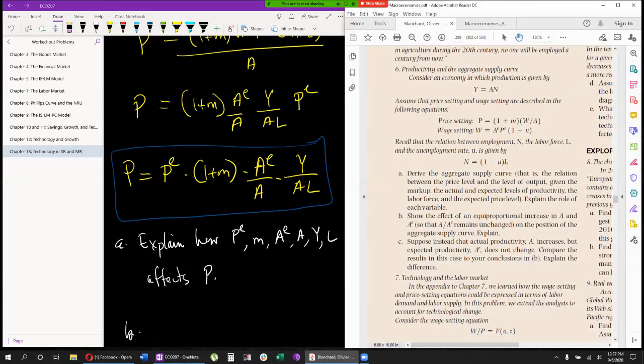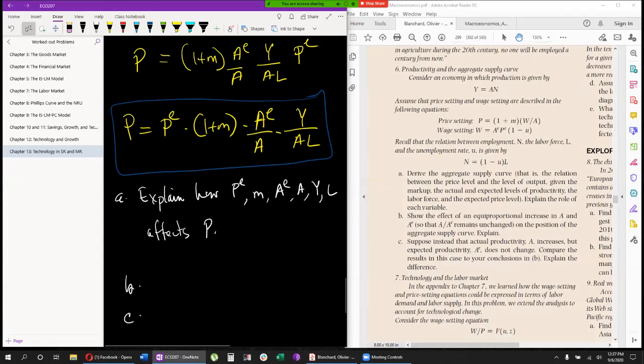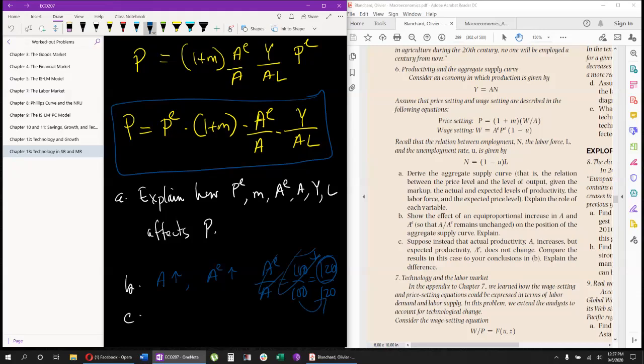So in part B, show the effect of an equiproportional increase in A and AE. So what happens is A goes up, AE goes up. So the ratio of AE to A stays the same. Let's say they used to be 100 by 100. Now they're 120 by 120. So the ratio has not changed. The ratio is still the same, but their values, you see 100 to 120, 100 to 120, their values have gone up. If this happens, what happens here?